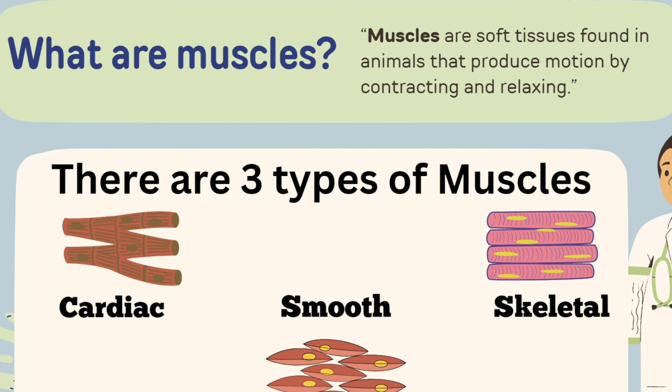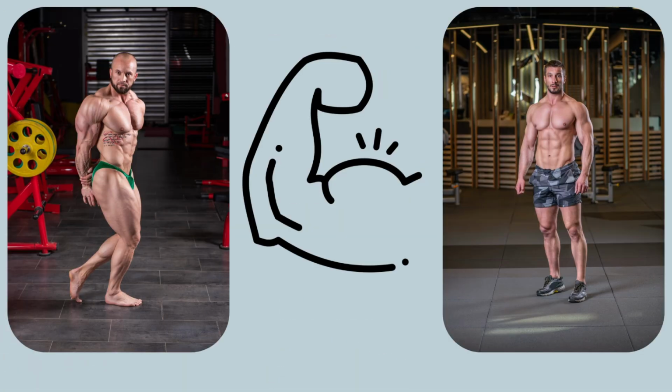Then we have skeletal tissue. Skeletal tissue is the one that you'll see right over here. You can see these two bodybuilders, they have those muscles and everything. All these 640 muscles that we can see, feel, and flex, all of these are part of the skeletal muscle system. So let's get to the next slide.